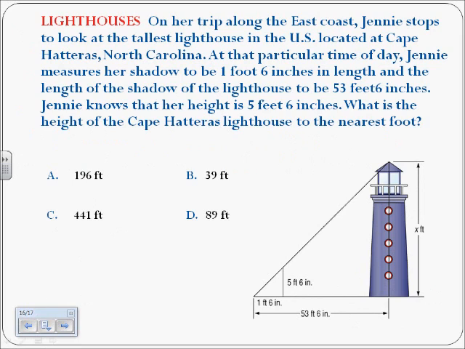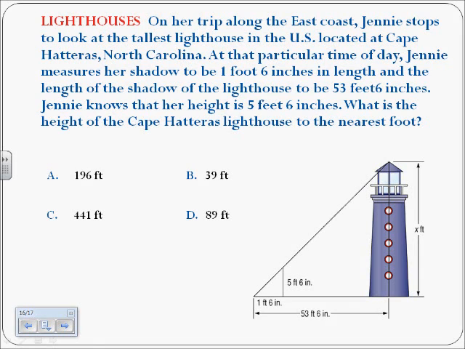Alright, last question. Lighthouses. On her trip along the East Coast, Jenny stops to look at the tallest lighthouse in the U.S., located at Cape Hatteras, North Carolina. At the particular time of day, Jenny measures her shadow to be 1 foot 6 inches in length, and the length of the shadow of the lighthouse to be 53 feet 6 inches. Jenny knows that her height is 5 feet 6 inches. What is the height of Cape Hatteras lighthouse to the nearest foot?